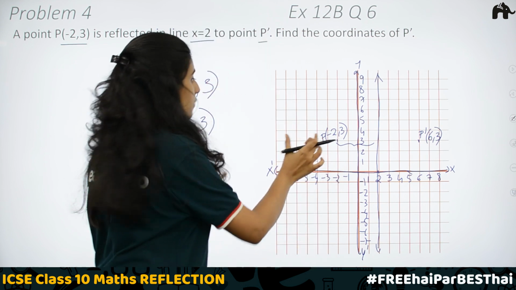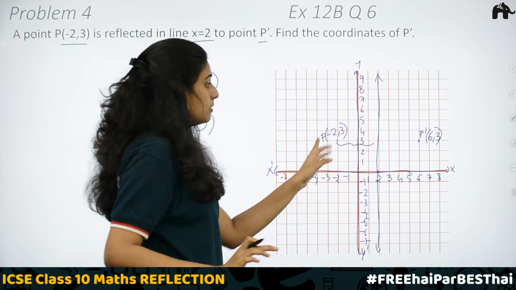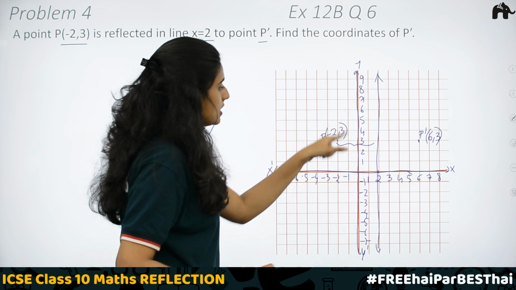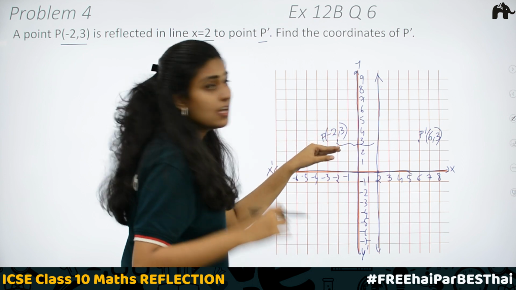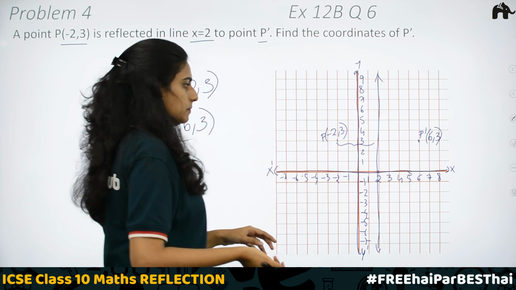Okay, we have to find how many units of distance the point is from the line x = 2. If it is y, then we have to check the y coordinate from the line y = 2 or y = 1.